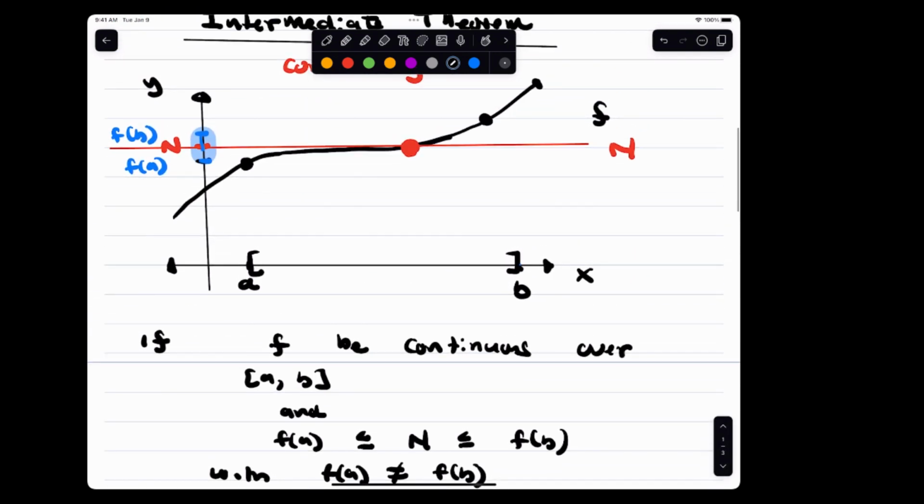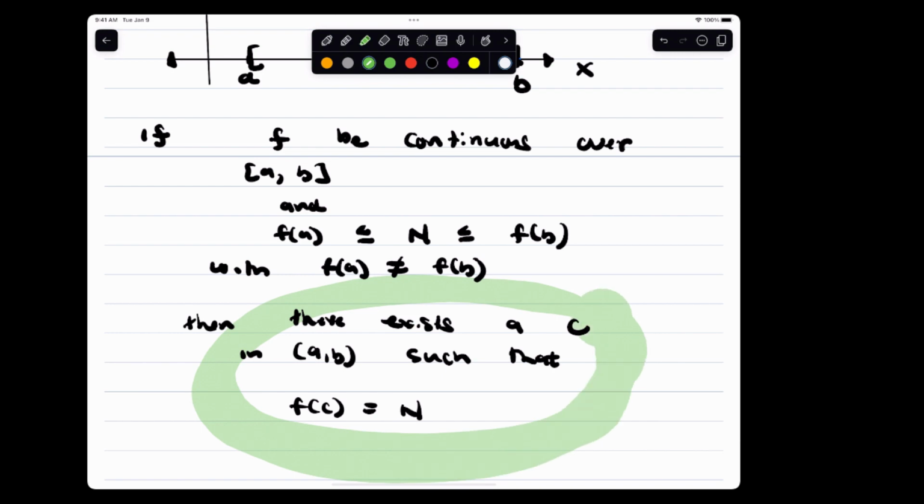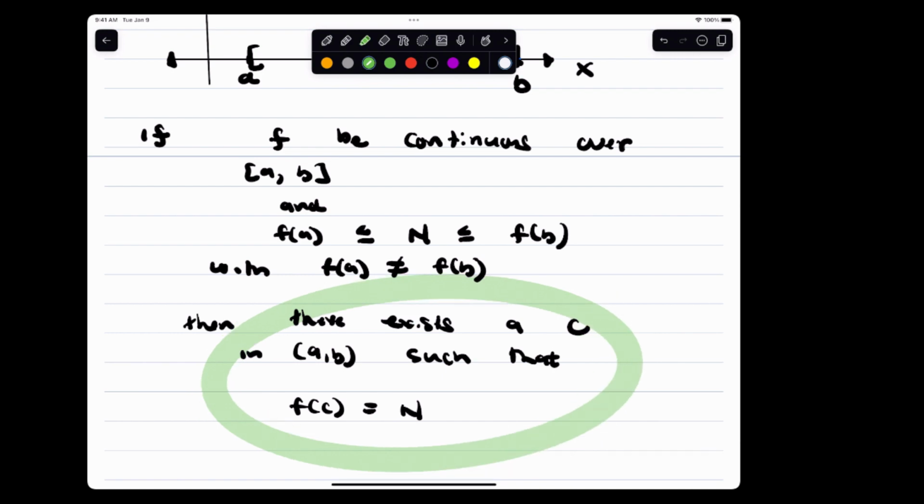Now, here's really what they mean, okay? So I'll let you guys read that. Here's the conclusion here. Okay, so there's going to exist a what? A number c such that f of c equals what? That value n. That's called the intermediate value. Intermediate merely means between.